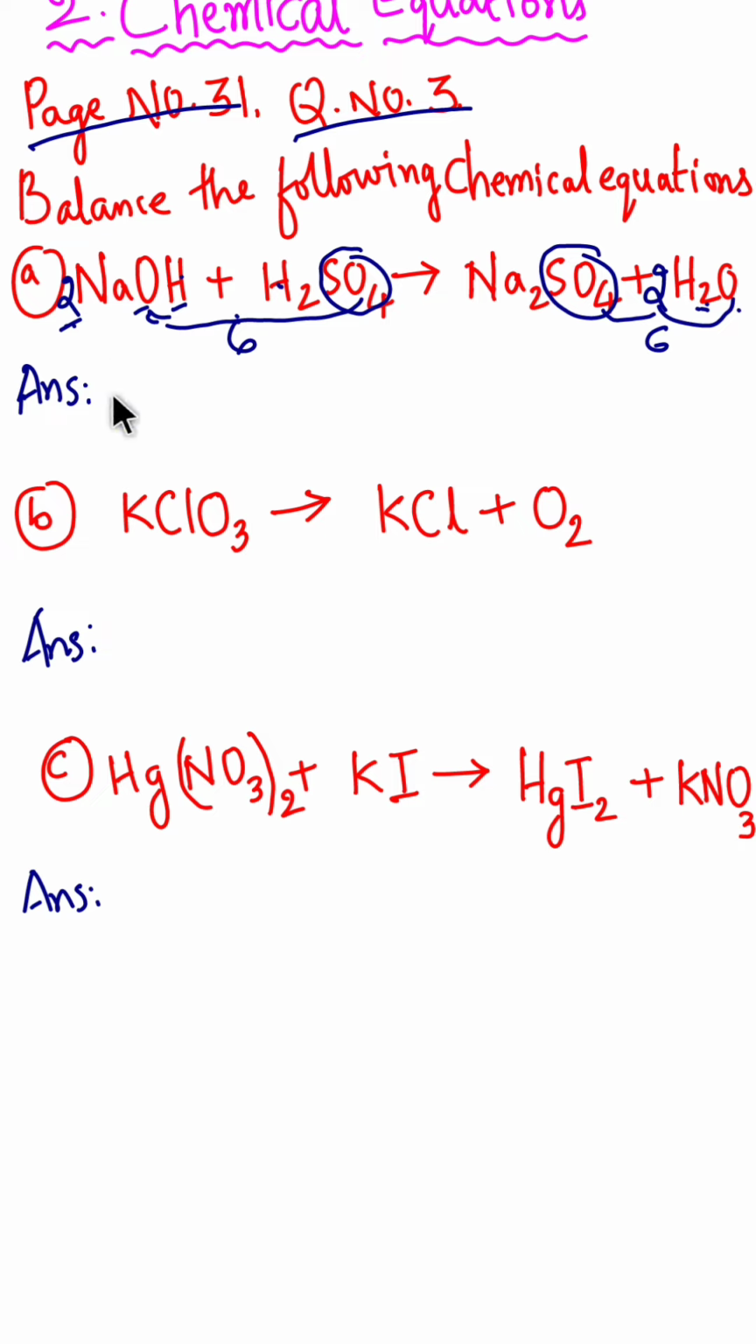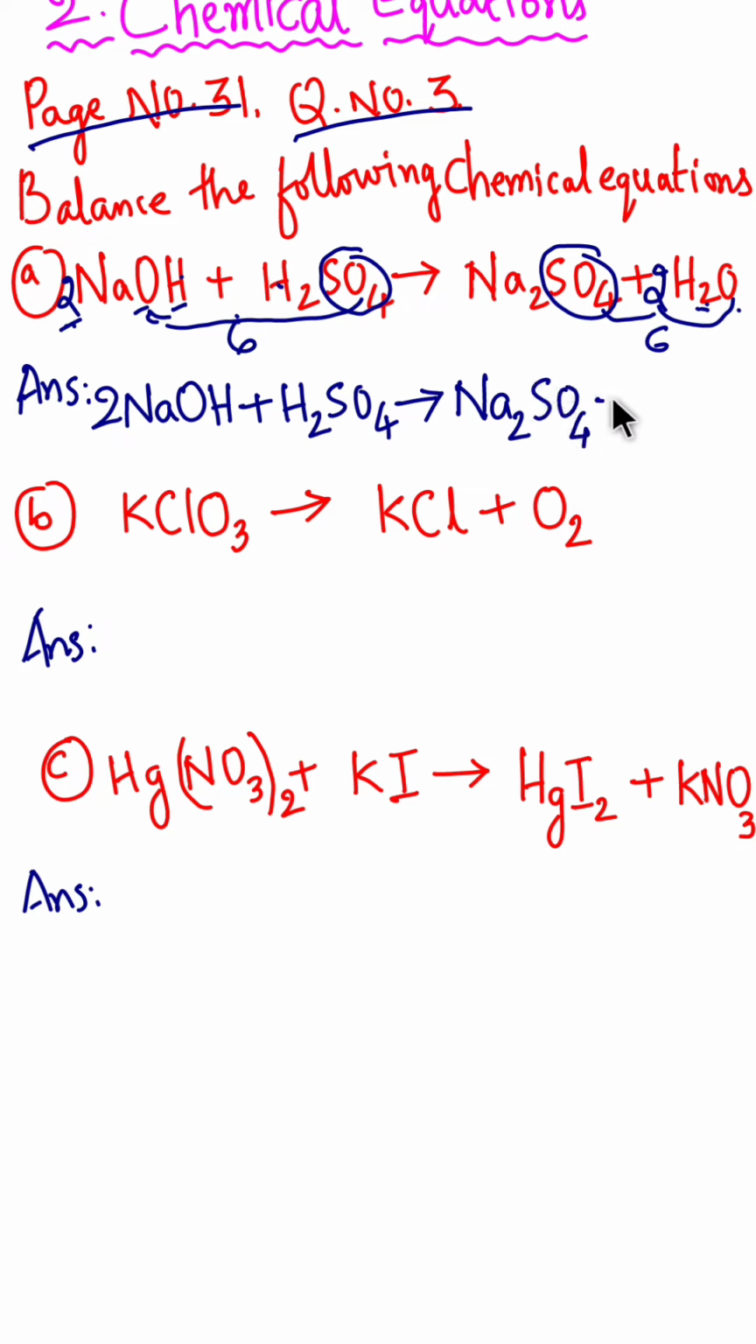So 2 NaOH, I am writing here clearly 2 NaOH, got it, plus H2SO4, gives rise to Na2SO4, as it is, plus 2H2O, it is nothing but 2H2O.